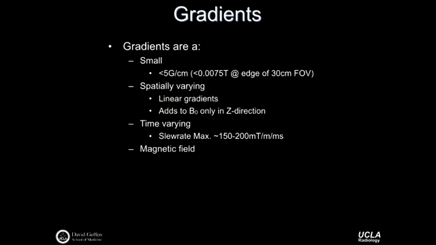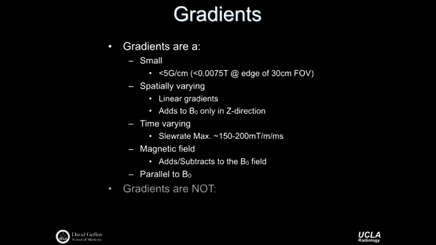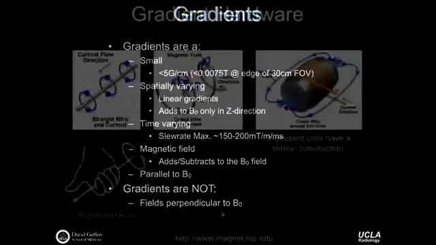They are, of course, magnetic fields, and they add or subtract to the B0 field. So we think of the B0 field as being 1.5 Tesla everywhere. The gradients are going to allow us to change that in very controlled ways. They're parallel to B0, meaning that they only confer a field along the k direction, if you will. And again, I'll show this to you mathematically. It's important to remember they're not fields perpendicular to B0, and that may not be obvious yet, but it's a good thing to remember. And again, it'll show up in just a second.